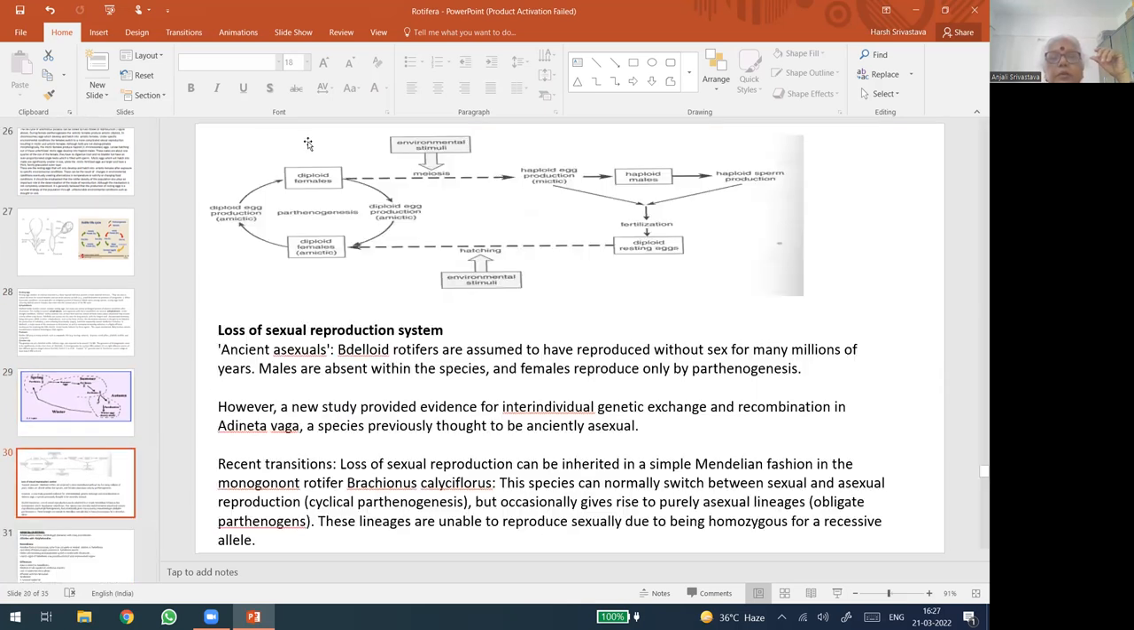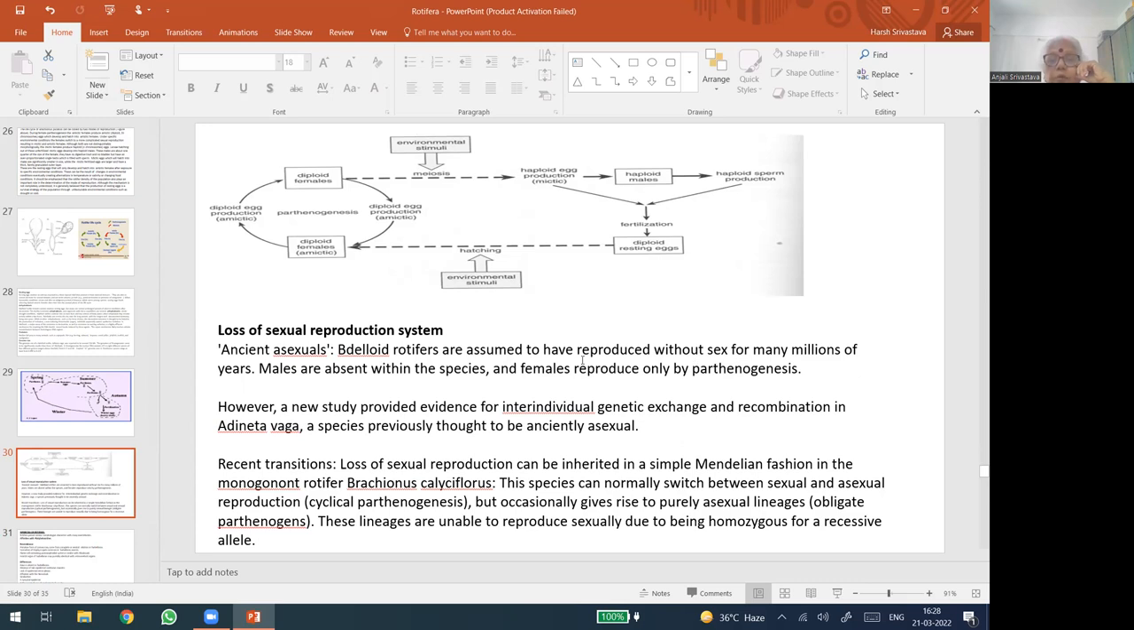representation here also. These are the environmental conditions, how they prefer the asexual parthenogenetic and sexual cycles they show. Now, loss of sexual reproduction, that is the ancient asexuals, very peculiar behavior is shown by these rotifers. The new study provides evidence for inter-individual genetic exchange and recombination in Adineta vaga, a species previously thought to be anciently asexual.